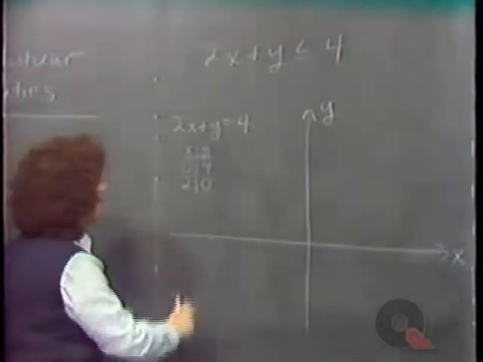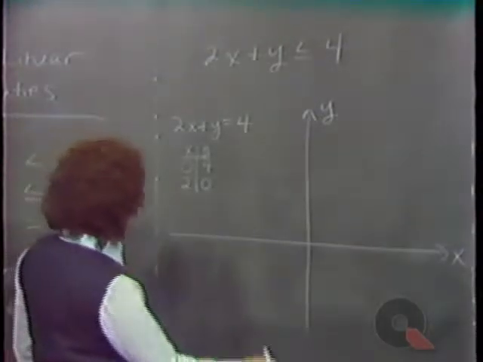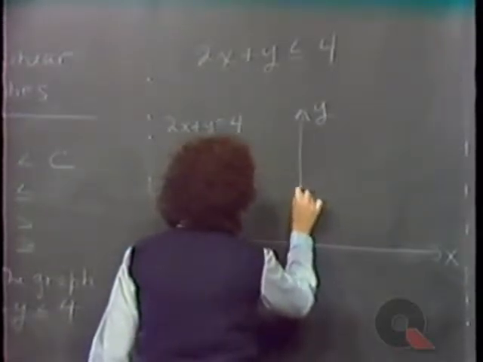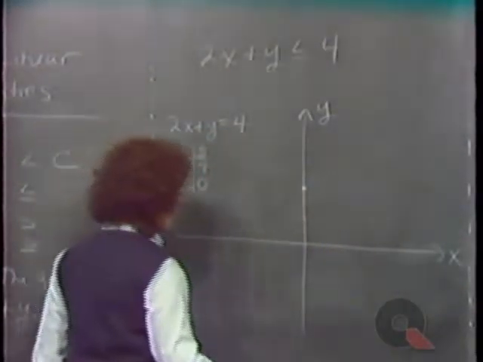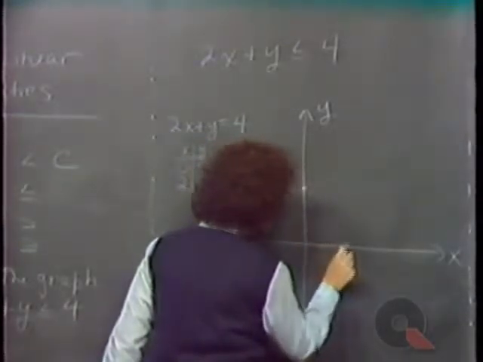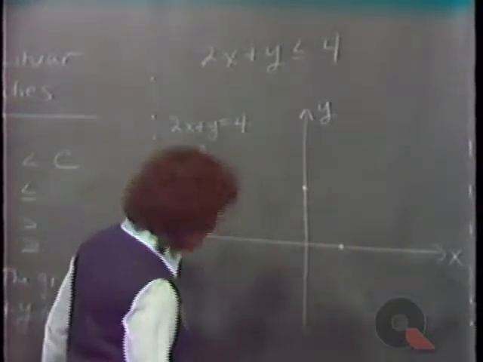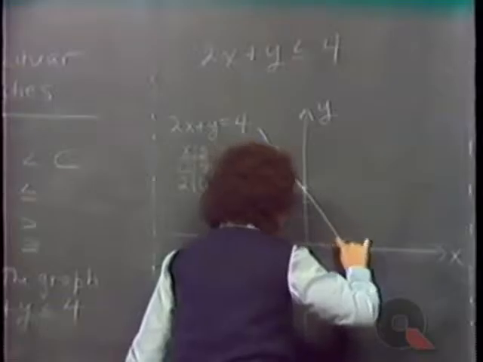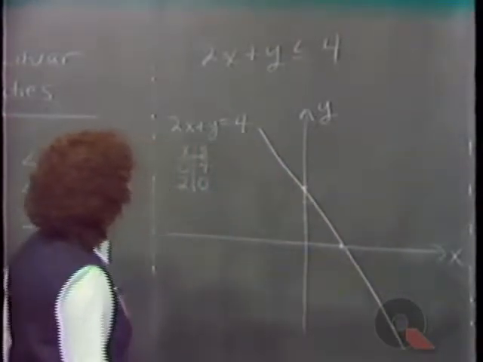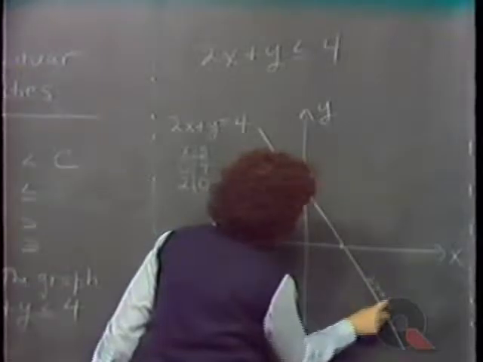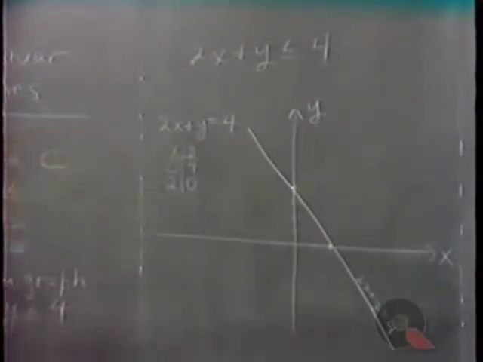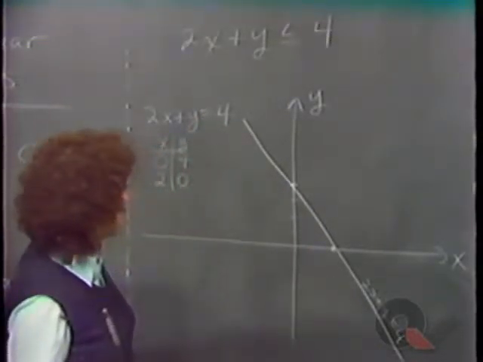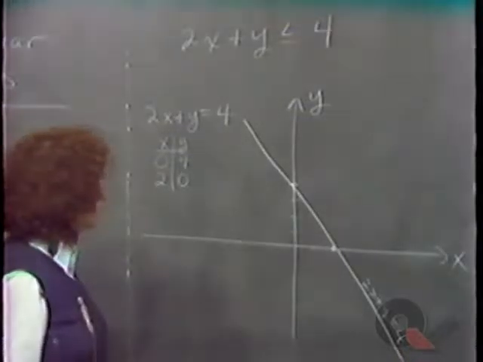We now know 2 points on this line. Let's plot them. We have (0, 4) and (2, 0). Connecting them by a straight line. Okay, we have now 2x plus y equals 4. Now, as I mentioned before, this straight line is going to be a boundary for the solution set.